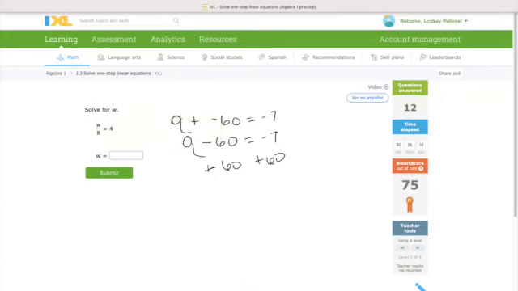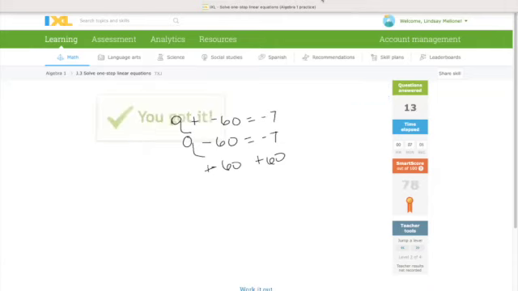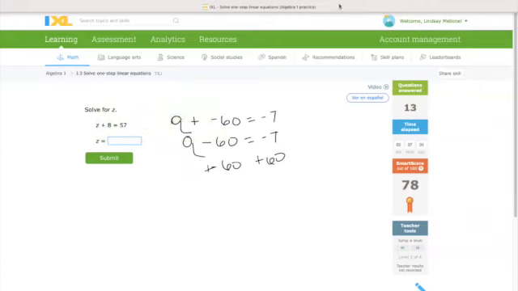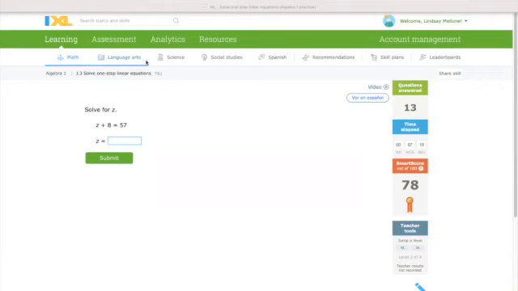Okay, so for this one, it's saying divided by 8. We're going to do the opposite, and that means that we're going to multiply by 8. So 4 times 8 is 32. We've got z plus 8 equals 57. So I'm going to subtract 8 from both sides because the opposite of plus 8 is minus 8. 57 minus 8 would be 49. So in the box, we will type 49.